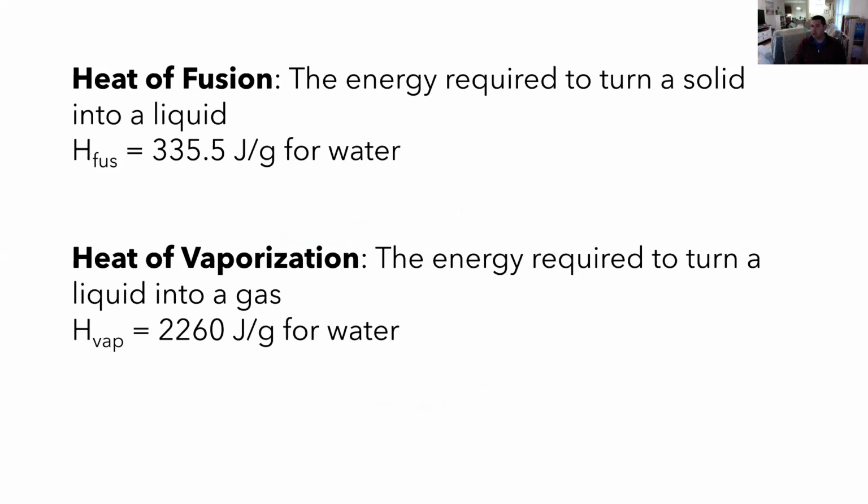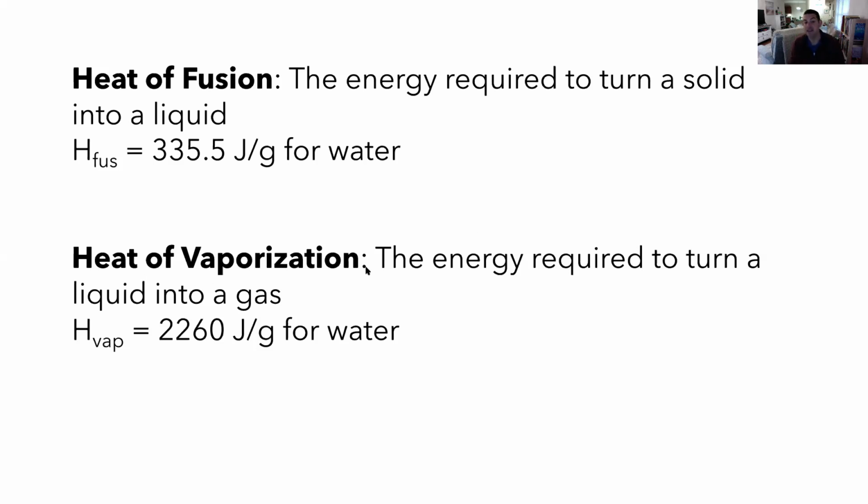And we're really only going to look at the heat of fusion for water. If we were using a different substance, it would have a different value. But we're doing water, so 335.5 joules per gram. You add that many joules of energy, you convert 1 gram of water from a solid to a liquid. Right? So that is its melting.